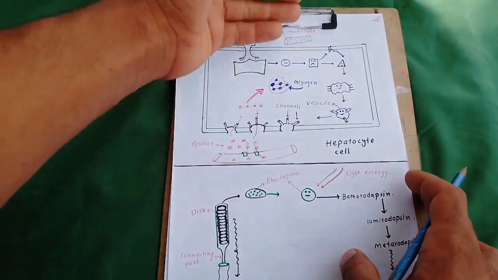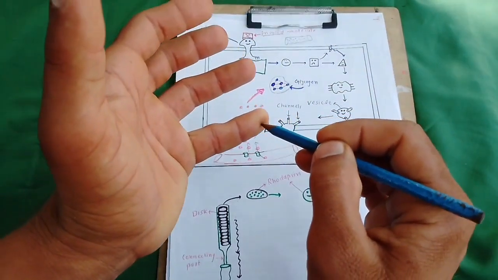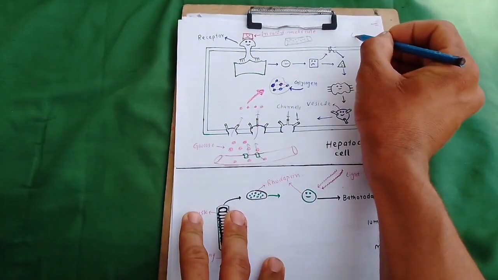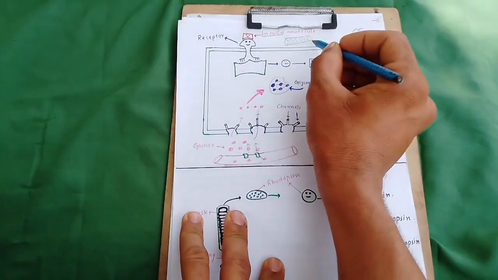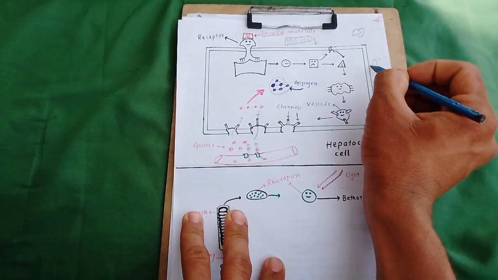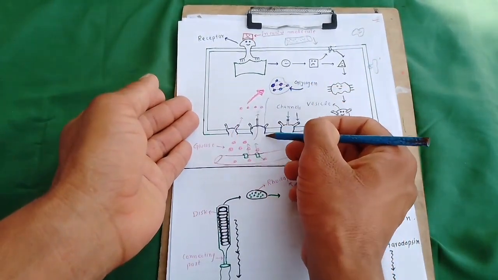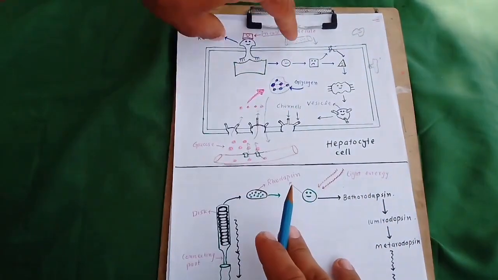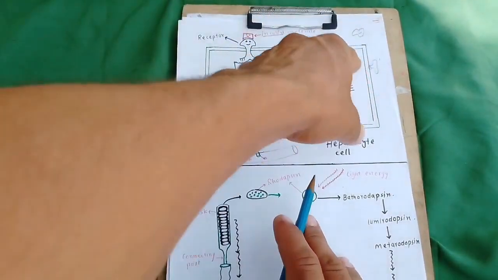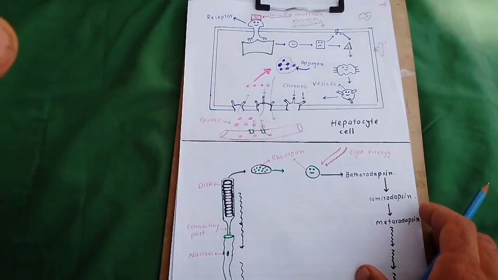When the blood glucose level again goes down, the alpha cell releases glucagon. Suppose this is the glucagon. When blood glucose goes down, glucagon is attached to its own receptor on the hepatocyte cell, and this is the message to the hepatocyte cell to release glucose into the blood again. This is itself a long process. Okay, so this is the quick view.